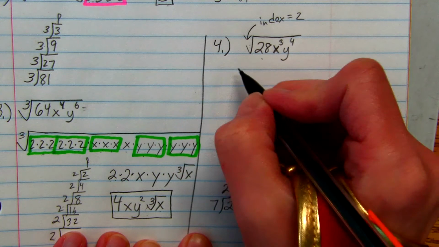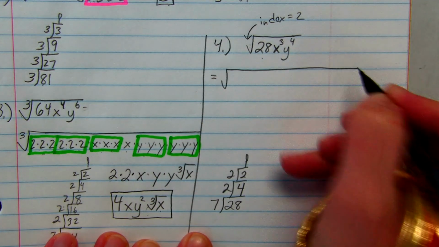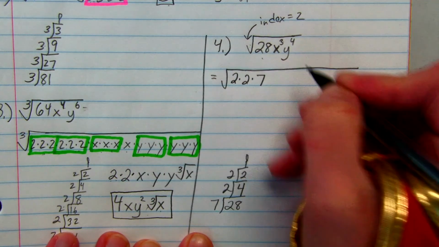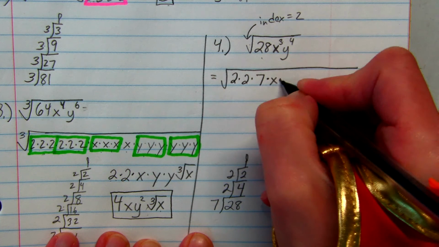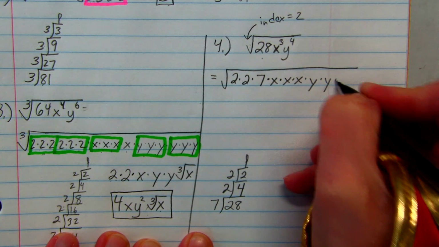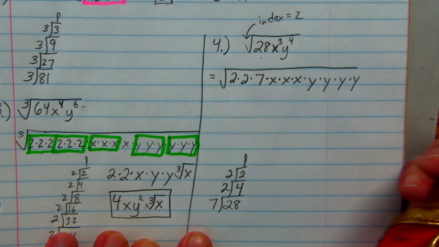So then I'm going to write this out down here so I have room. I have my square root, big old line there. I'm going to have 2 times 2 times 7. And then what do I do with the variables? x to the 3rd, x times x times x. Times y times y times y times y. Good. And so we know how many x's and y's to put because of those powers.